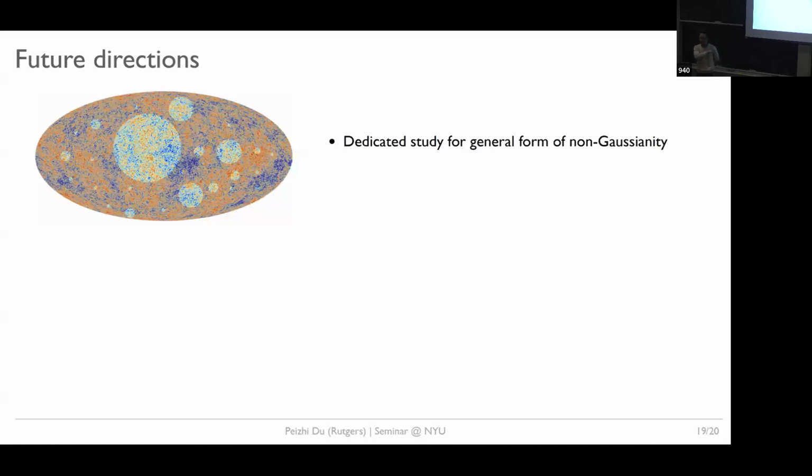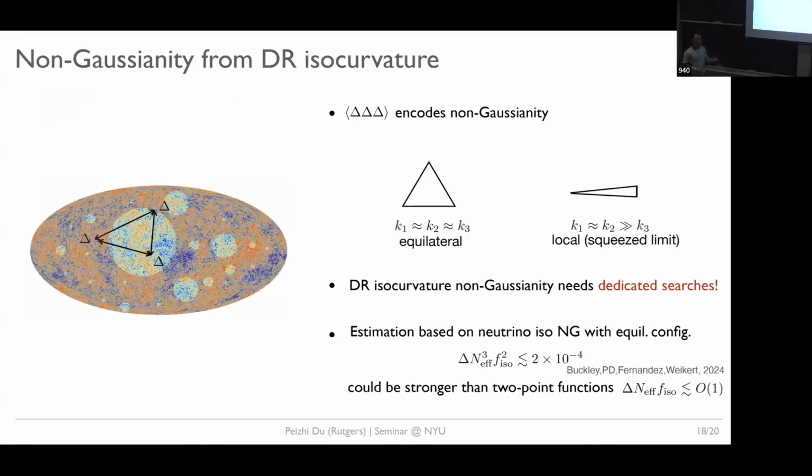Okay, by the way, any questions before we move on to future directions? Yes, so there could be other things that also source the same isocurvatures, and how do you distinguish between different sources, like how do you know that it comes from a phase transition, for example? Yeah, that's a good question.